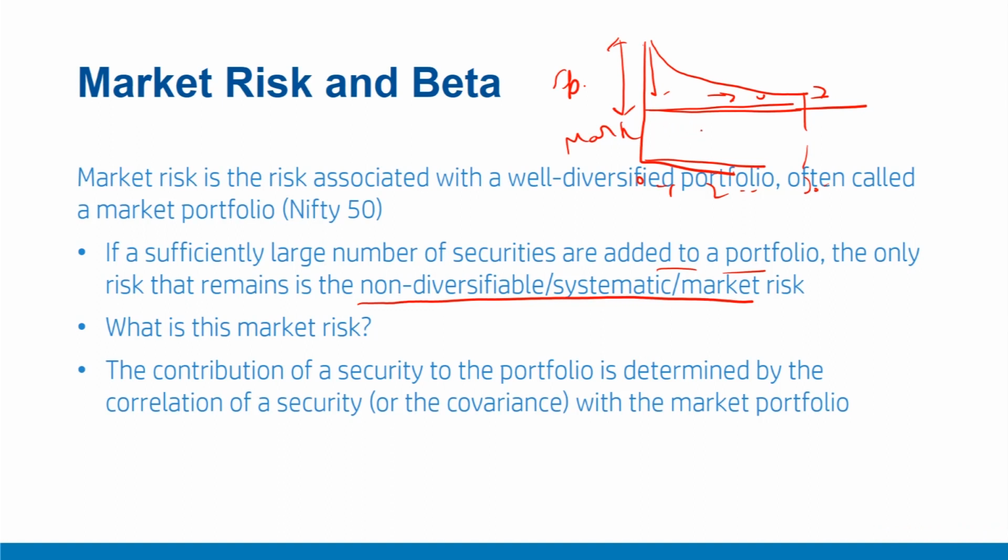However, it is important to know when a new security is added to a portfolio, what is the contribution of this security to the portfolio? And this contribution of the security to a portfolio is determined by the correlation of that security with the market portfolio. Market portfolio is a portfolio of stocks that carries a sufficiently large number of stocks from the market that represents the market and eliminates most of the diversifiable risk.